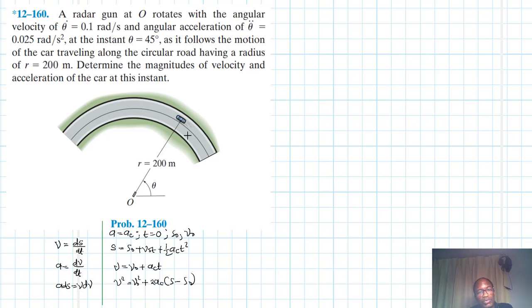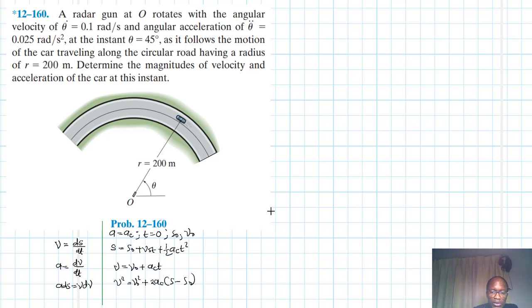Remember, in the previous problems we were using the tangential and normal reference system. In this particular problem, we are using the r and theta coordinate system, or the polar coordinates. But we find that the solutions we are going to find here will not be different from the solutions we can find using the normal and tangential coordinates.